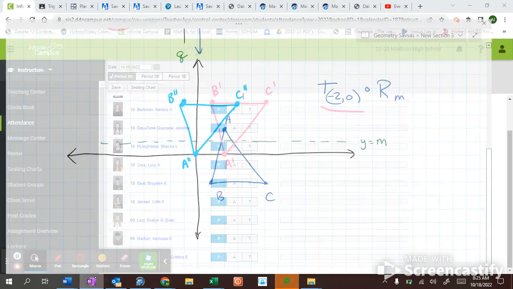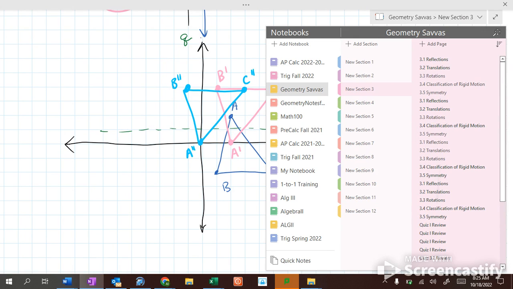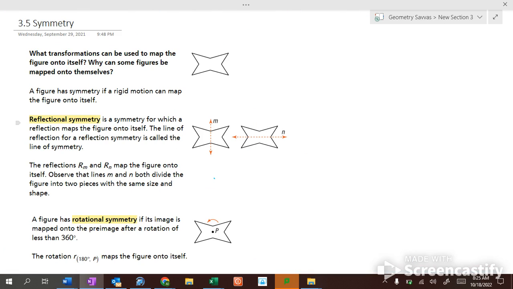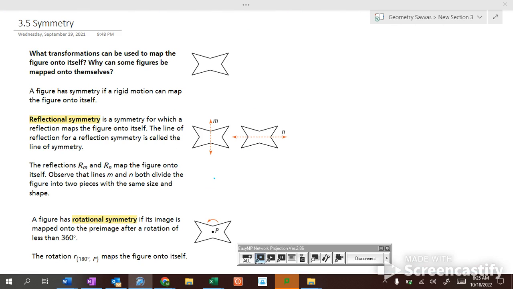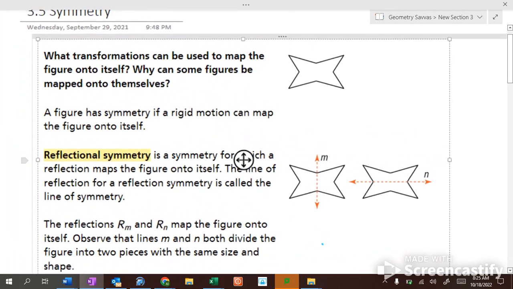All right, hide, boom, boom. So, section 3.5, symmetry. Boom. All right, here we go.